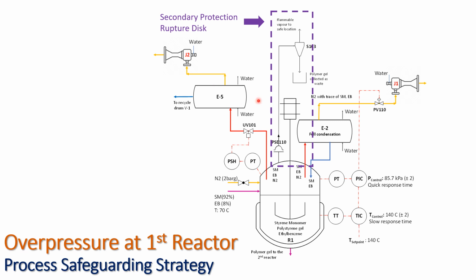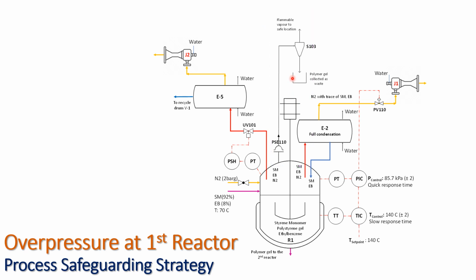Finally, the secondary protection is a pressure safety element 110, which opens and relieves the reactor content to a cyclone, which sends the vapor to a safe location and collects the wasted polymer gel in the portable reservoir.